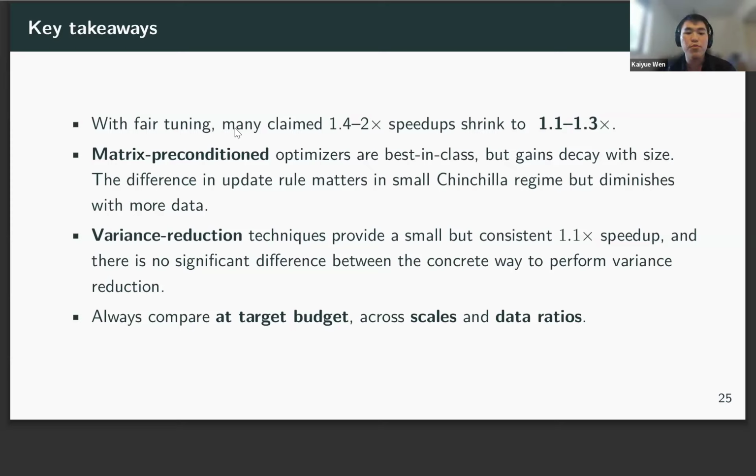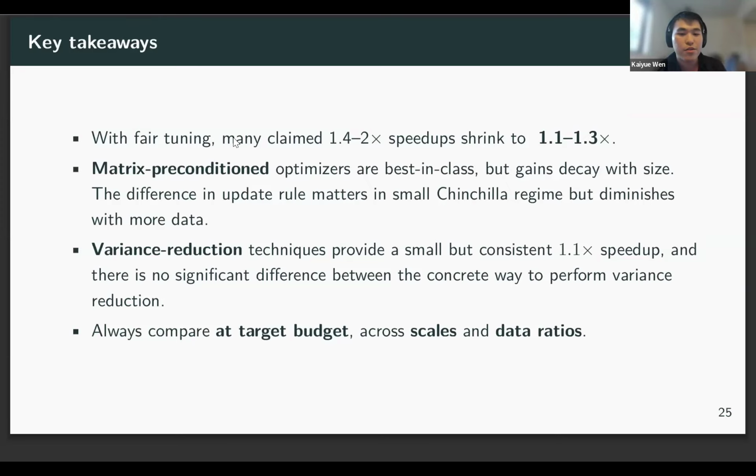And the other thing is that variance reduction techniques like NAdamW or MARS are actually providing essentially a free lunch: they provide a small but consistent 1.1x speedup over AdamW. But on the other hand, there is no significant difference we observe between the concrete ways to perform variance reduction. Do we expect the gains to decay further at even larger scales?